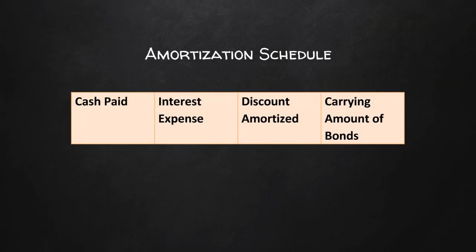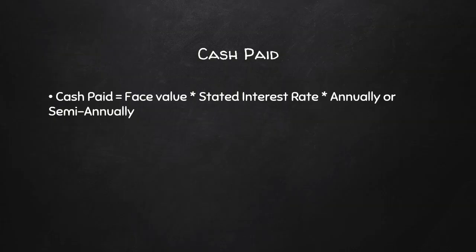So the amortization schedule will consist of 4 major columns and aspects. It will be cash paid, interest expense, discount amortized, and carrying amount of bonds. So we'll walk through how to calculate each and every aspect of this. The first is cash paid. Cash paid equals the face value of the bond multiplied by the stated interest rate multiplied by whether it's paid annually or semi-annually.